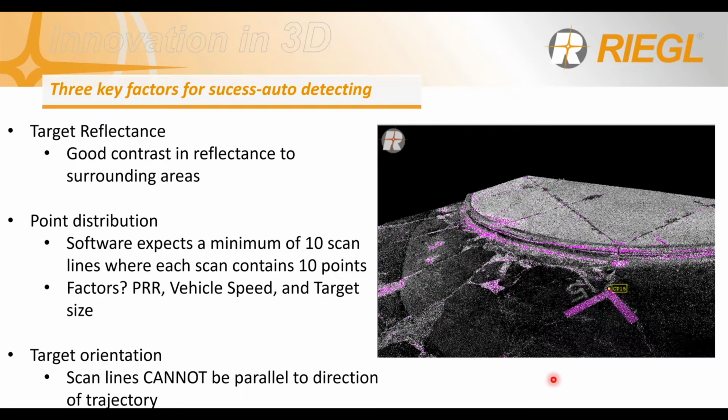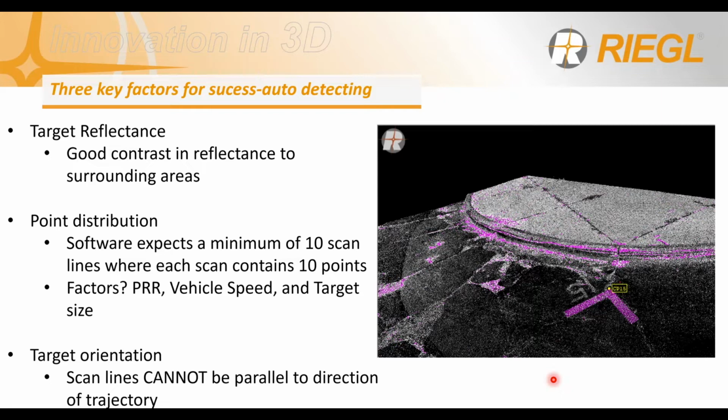So here I've set up what I'm going to call my 3 key factors for success. These are 3 things we must have to actually have our targets auto-detected in the software. We're going to go through each one of these points and break them down, what we're looking for and things to avoid. So number 1 is target reflection. Obviously, the majority of the targets, whether you're peeling them or painting them, need a good high reflectance paint or sticker, because you're going to need a contrast with the surrounding areas for the software to find it.